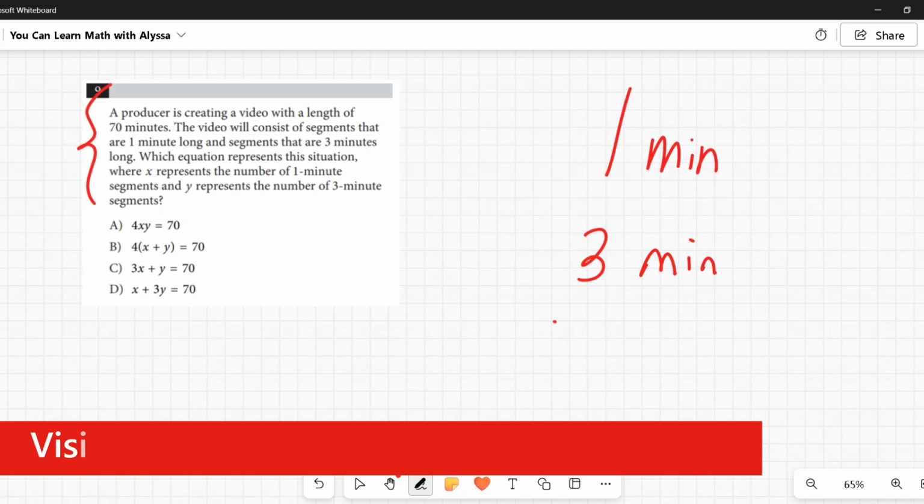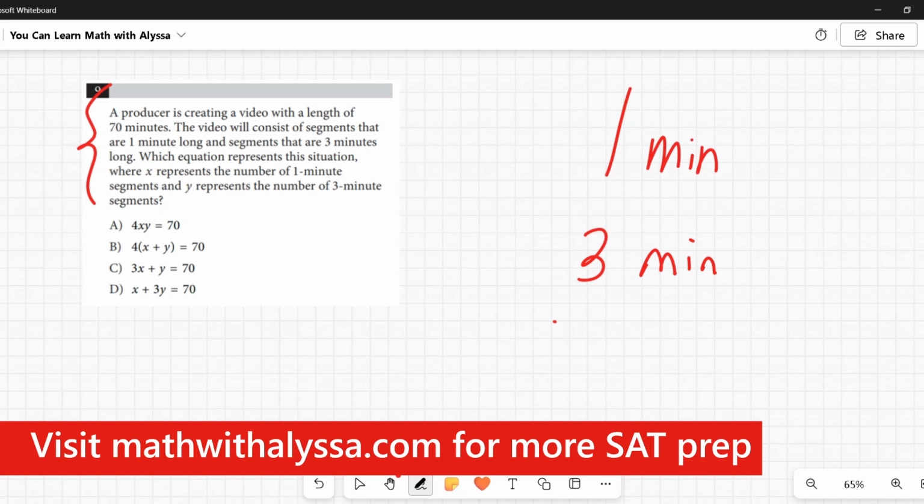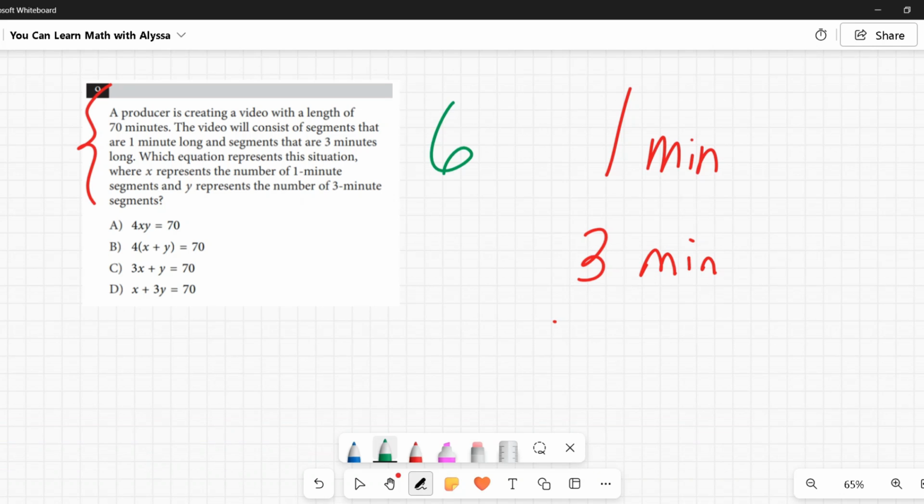If I said, okay, I'm making this film that's a compilation film, and it's going to have 6 segments that are 1 minute long and 10 segments that are 3 minutes long. And someone goes, wait, how long is that total? How would we figure that out? Well, if there are 6 1-minute segments, we're counting 1 minute 6 times. So that's multiplication, 6 times 1. So the total number of minutes for those 1 minute segments would be 6 times 1, or 6.